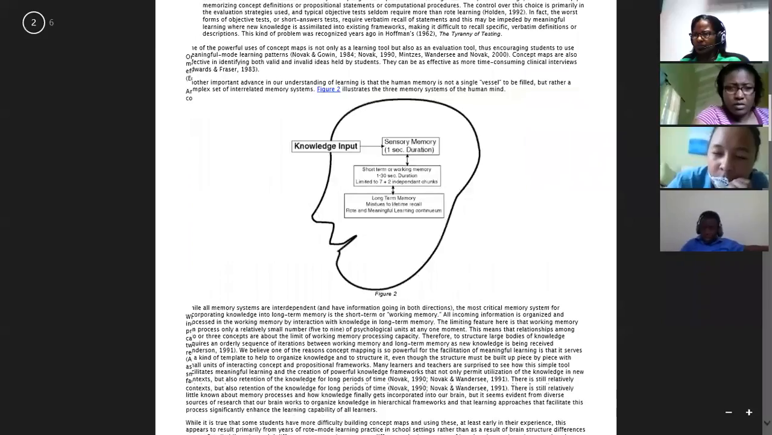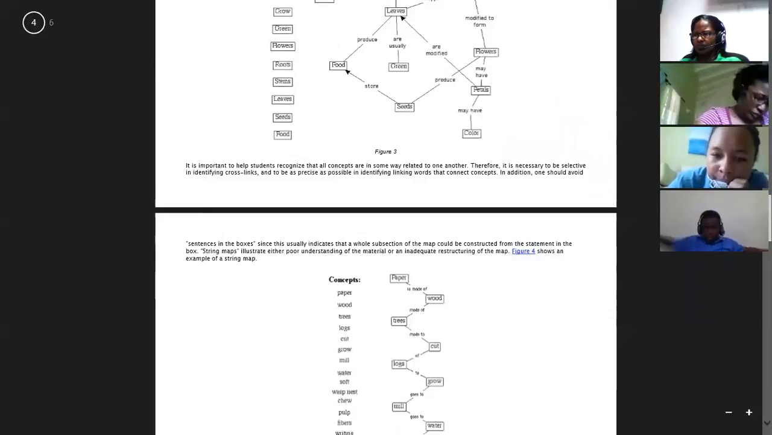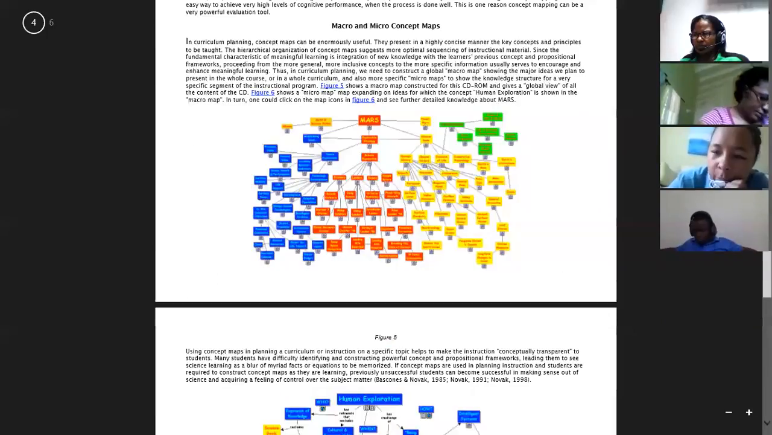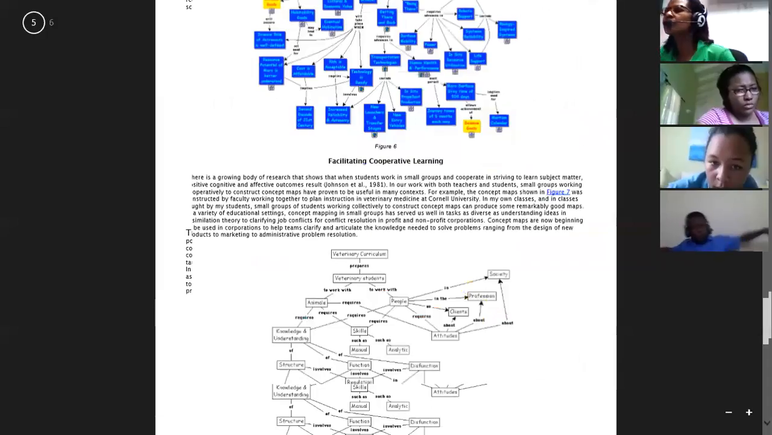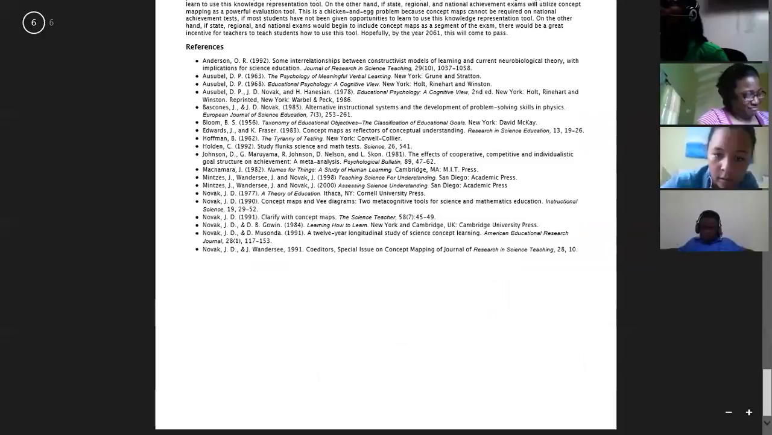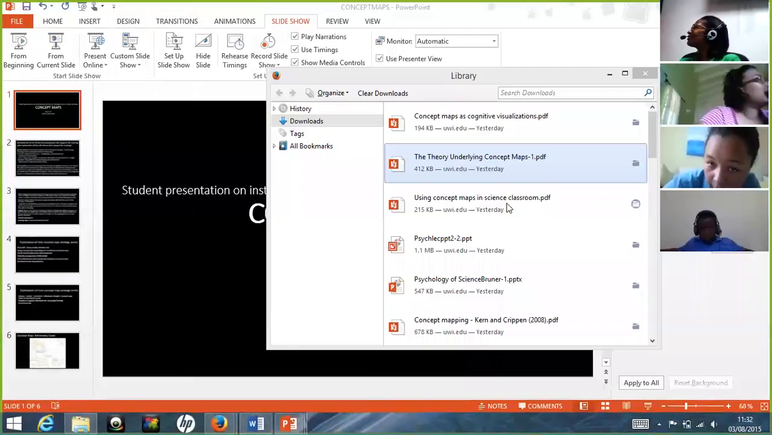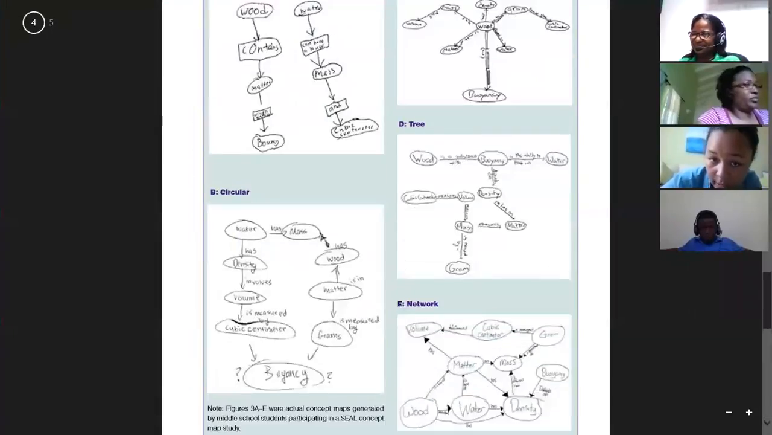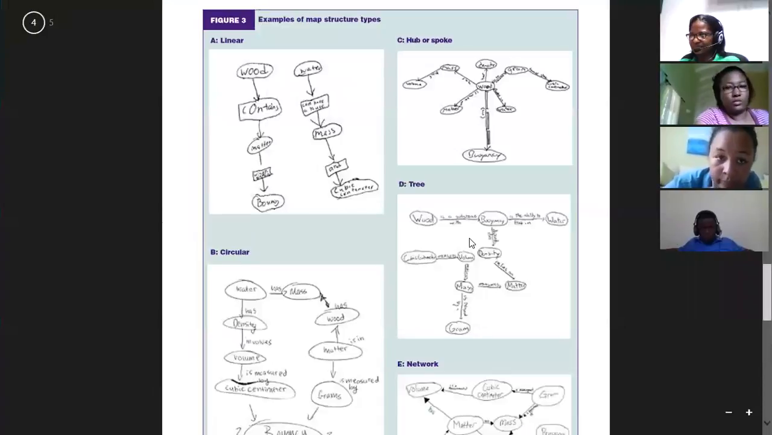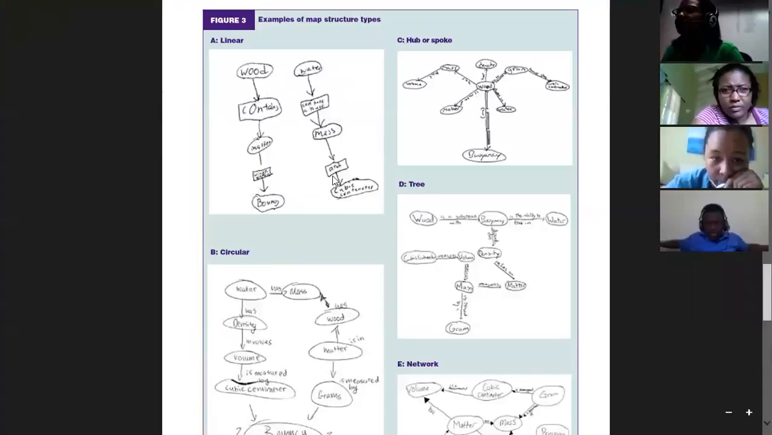That would be more of a network map. I'm just trying to look for you now, you want to see the pictures of the other concept maps that we can use. Here we are. Can you see my screen still? Sam? Samuel? Anybody? Yes, I'm listening. Can you see my screen?